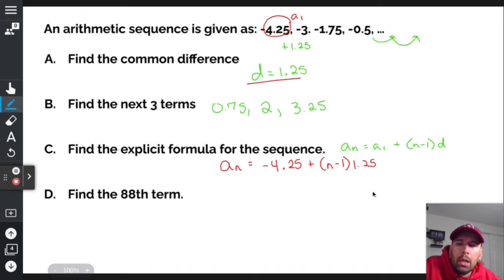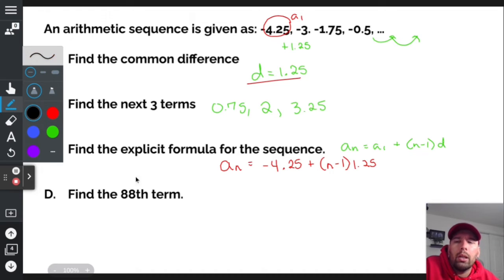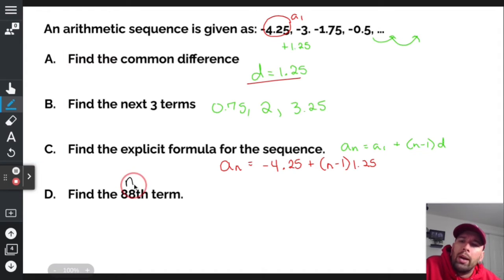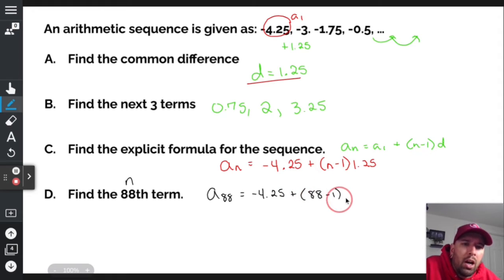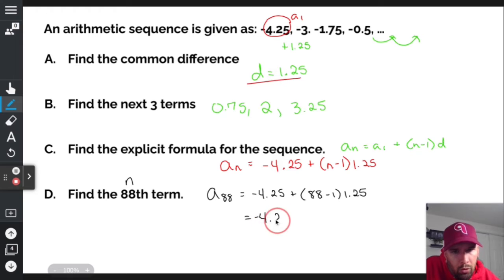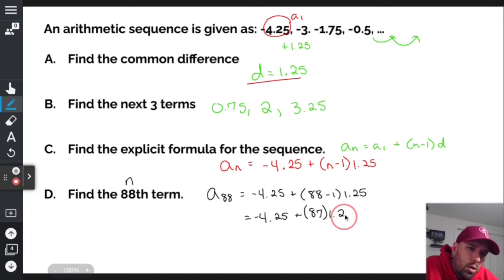Now, you might look at problem D here and say, oh, let me get my calculator. Now, we don't need a calculator. We might want a calculator, but we don't need a calculator. So in order to find the 88th term, n is now 88. So I'm going to use this formula right here and say a sub 88 is going to equal the first term, negative 4.25 plus 88 minus 1 times 1.25. In other words, negative 4.25 plus 87 times 1.25.